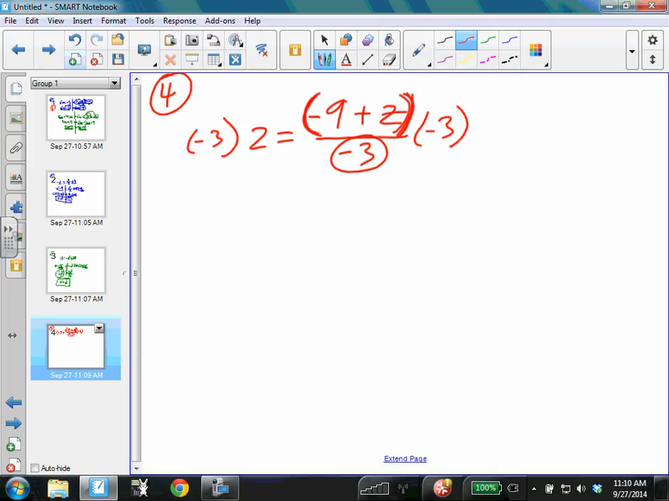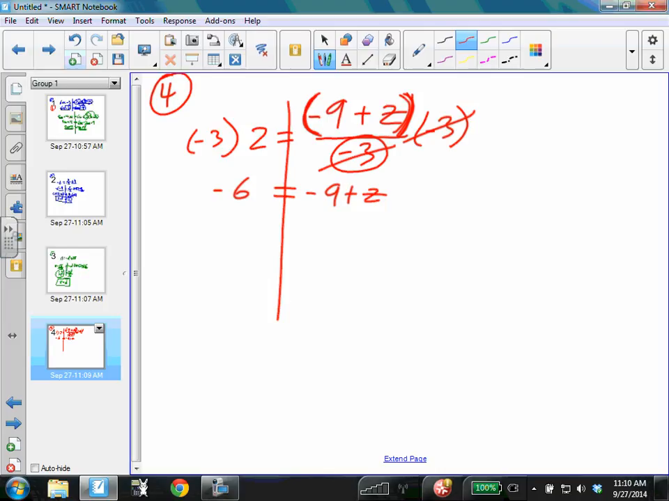Okay, so now I'm going to multiply by negative 3 on both sides. Now on the left side of my equal sign, this gives me negative 6. And on the right side, the negative 3's will cancel one another out. And so all we have now is negative 9 plus z. And I can drop the parentheses because they're by themselves now. There's nothing else with them, so the parentheses can go away.